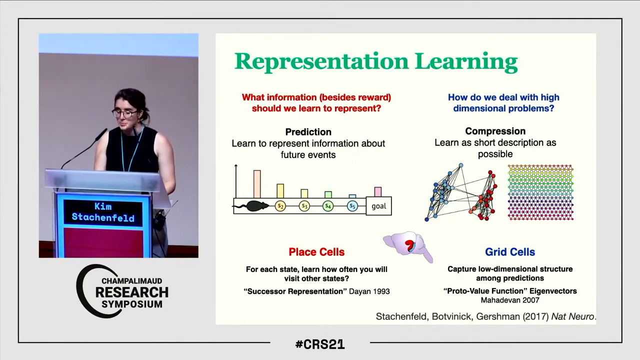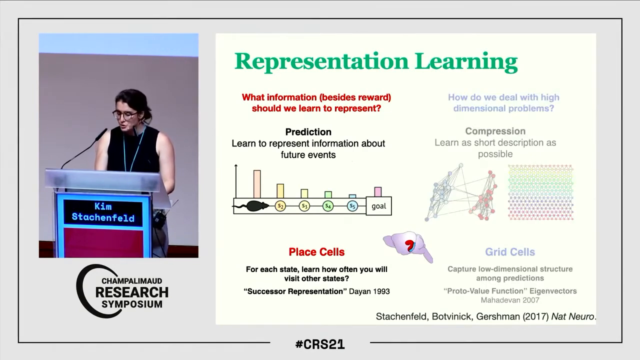The particular representation we used is something called the successor representation that was proposed by Peter Dayan in 1993. And for the grid cells in entorhinal cortex, we hypothesized that these are capturing the low-dimensional structure among the predictions. These are compressing these and creating a representation of the environment that you can learn about more quickly. And this is consistent with this idea of proto-value functions that was proposed by Mahadevan in 2007.